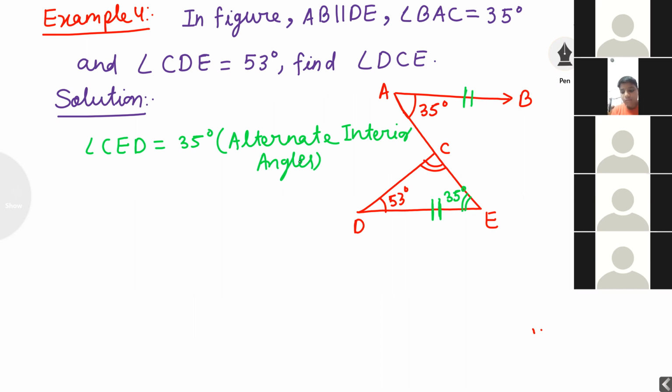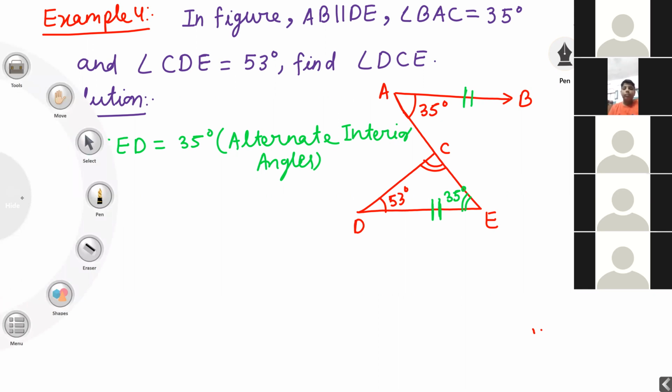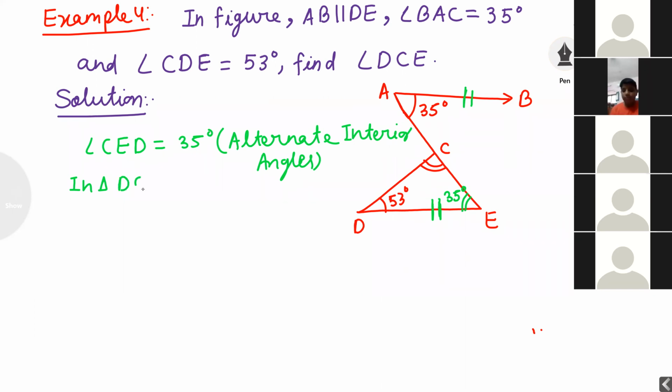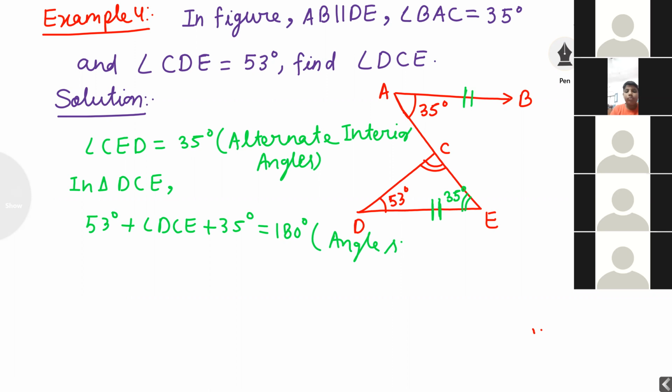Two angles I know, third angle I want to find out. We can apply angle sum property of a triangle. We can find out the third angle. We can write here in triangle DCE, 53 degree plus angle DCE plus 35 degree is equal to 180 degree. Angle sum property of triangle.